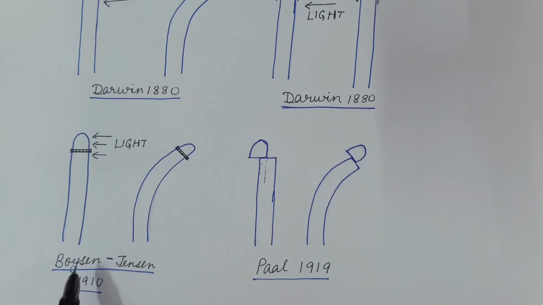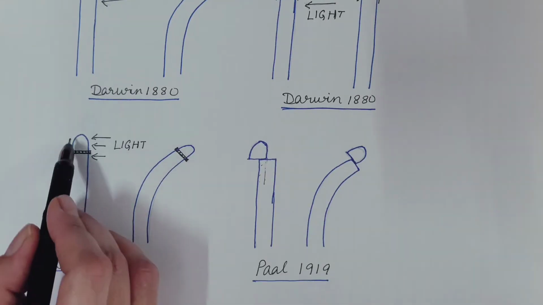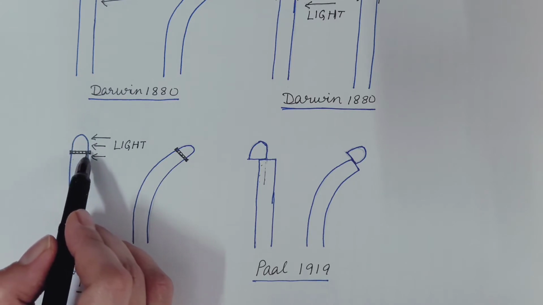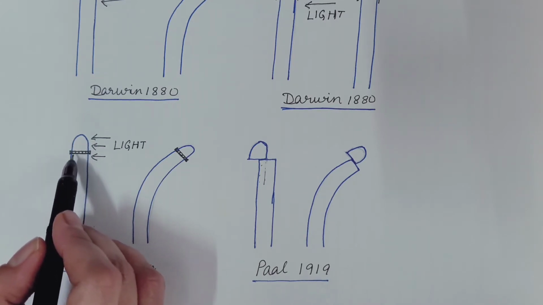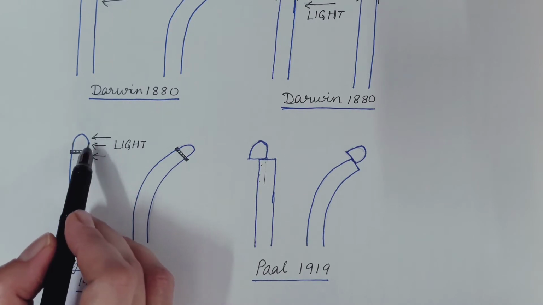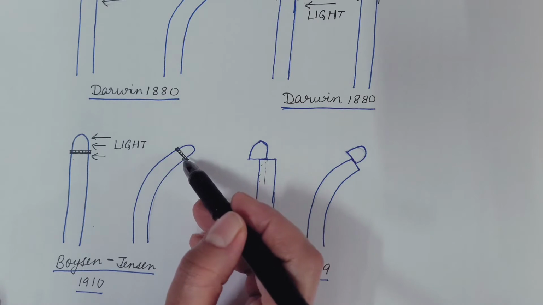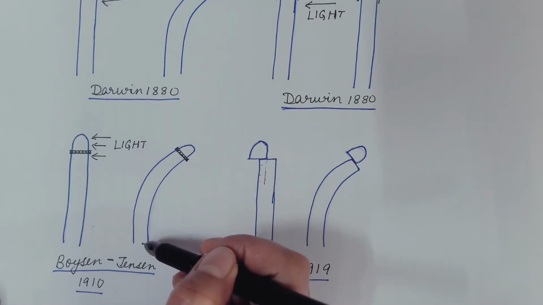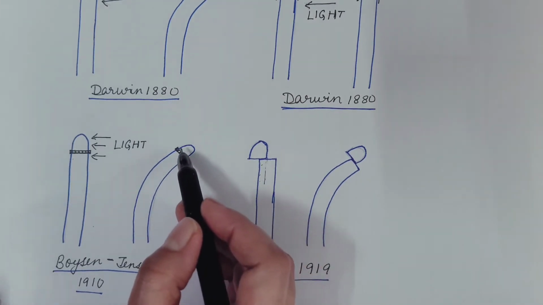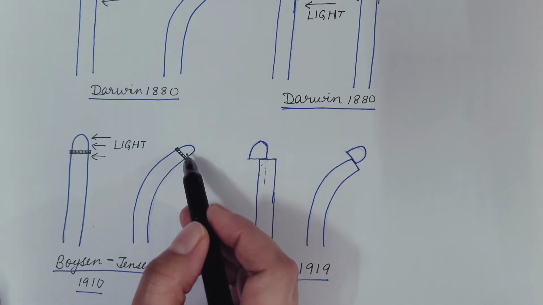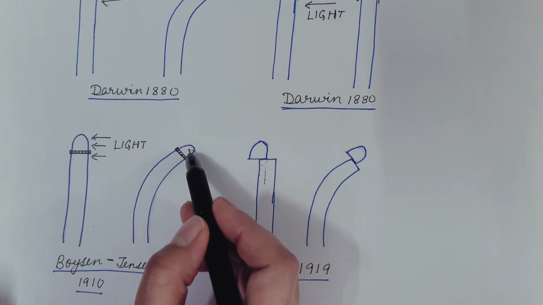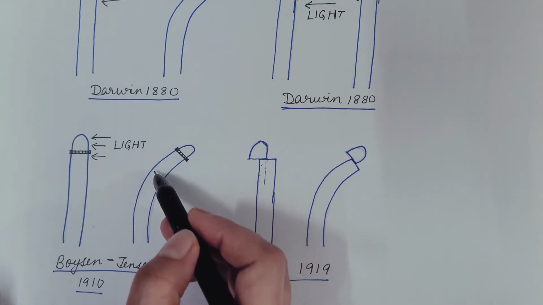In 1910, Boysen and Jensen cut the tip of the coleoptile and then replaced it, keeping a gelatin plate in between, and it was exposed to unilateral light. Again, the bending of the coleoptile was seen. So they concluded that the stimulus that Darwin mentioned is actually a material substance which diffuses through the gelatin from the tip of the coleoptile to the lower part.